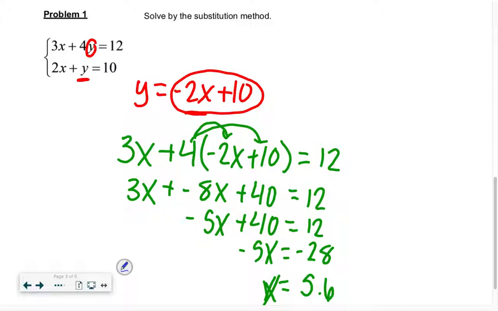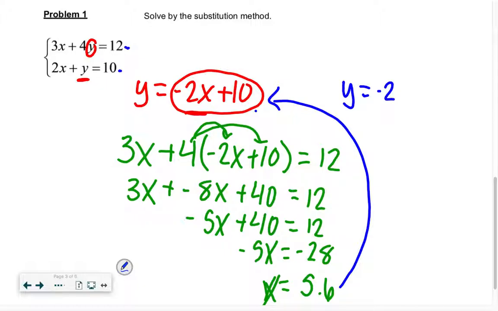Alright, I have x, I need y. So you can plug it in a bunch of different places. You can plug it in here, or here, or here. Since y is by itself there, I just like to plug it right back into there. So we got y equals negative 2 times our x, which we said was 5.6, plus 10. And then that simplifies down to negative 1.2.